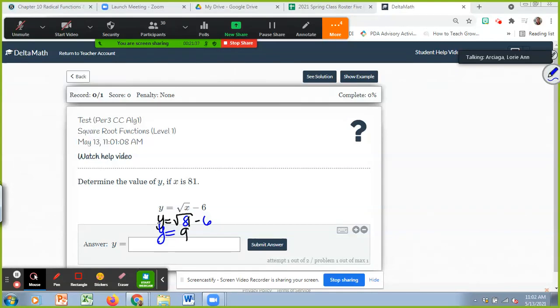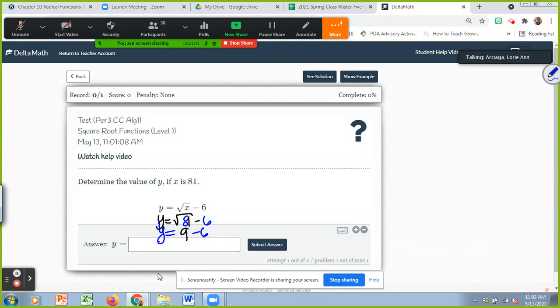equal to the 9 minus 6. So what's the final answer? That's weird. My pen alternates in color. I'm not even doing anything. Okay. So 9 take away 6. What's the final answer for this one?